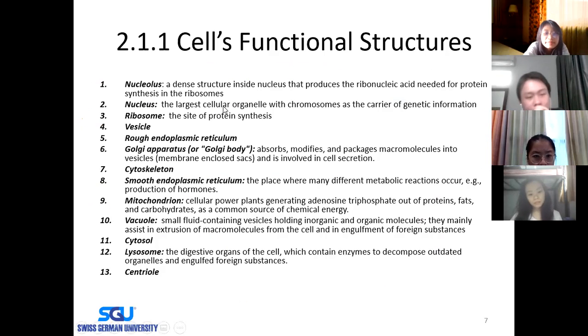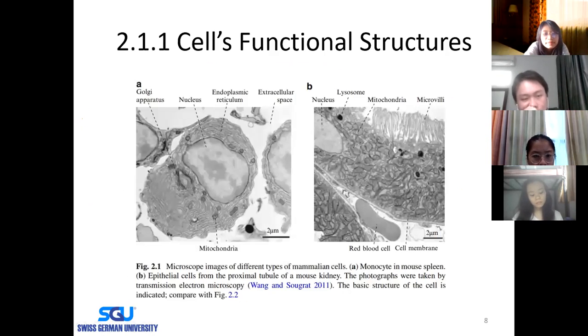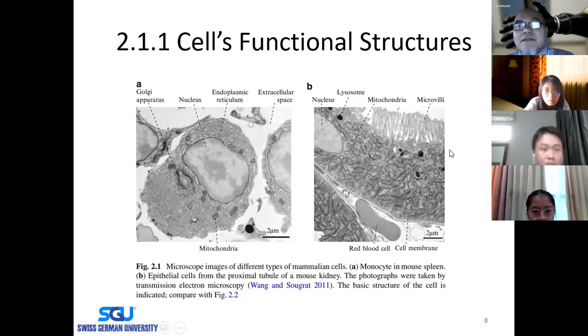Okay, so this is how cells look under microscopy. These are images of different mammalian cells. Mammalian cells means, like, actually our human cells, since we are mammals as well. So our cells basically look like this. A is the monocyte in mouse spleen, in mouse.